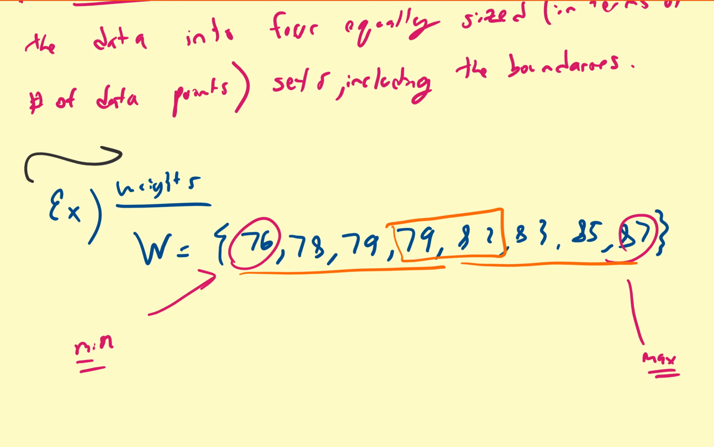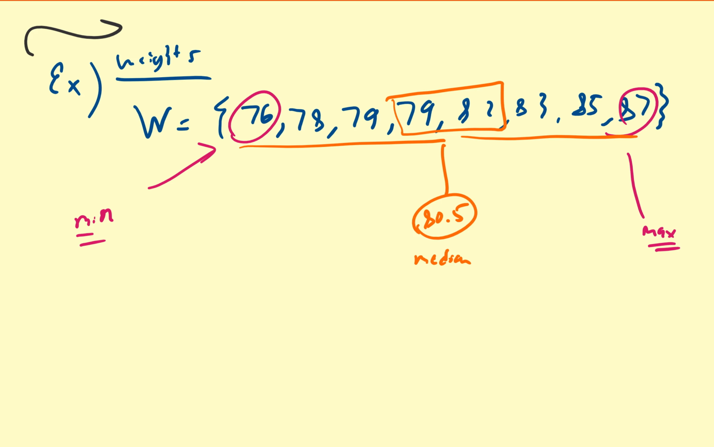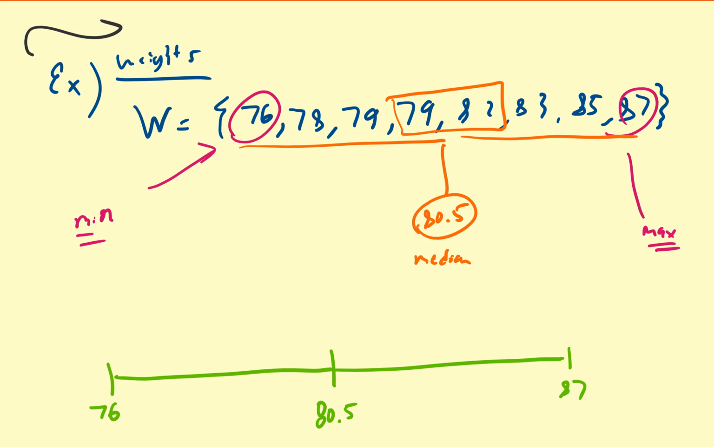So when you add 79 and 82 together and then divide by 2, you're going to get 80.5. So this is the median. So what does the median, min, and max do for a data set? Let us sketch that out. So 76 is here, 80.5 is here, and 87 is going to be here.